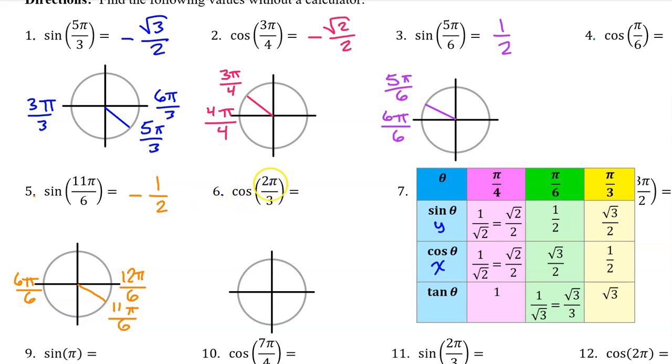The cosine of 2 pi over 3 will be the same as the cosine of pi over 3, which is 1/2. Except it might be negative depending on the quadrant. Pi is right here. Since we have a denominator of 3, let's think of this as 3 pi over 3. 2 pi over 3 will be one multiple before 3 pi over 3. So 2 pi over 3 will be right here in the second quadrant.